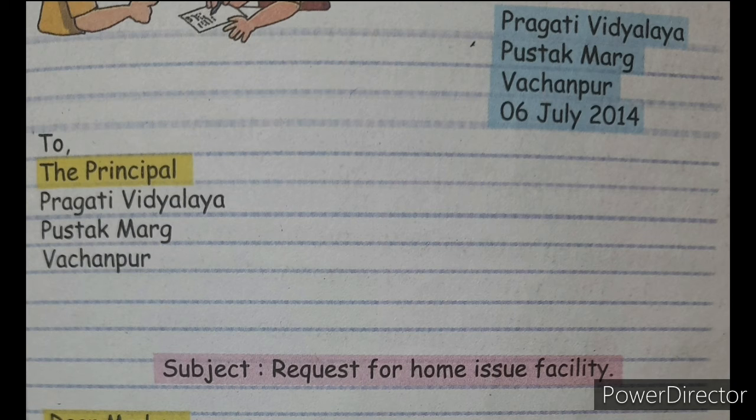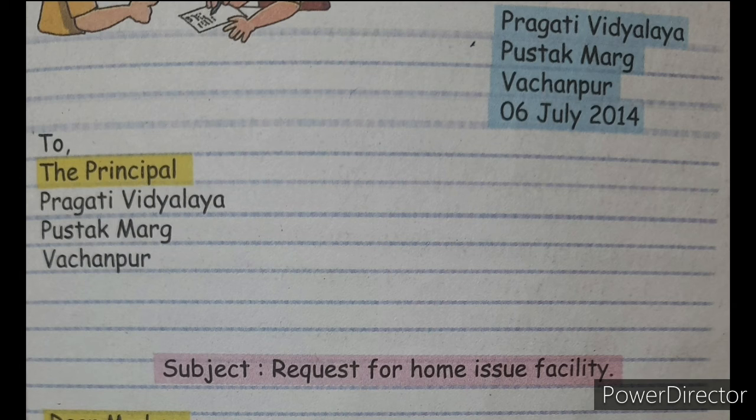Students are going to write a letter to the principal. So the students' address is written in the upper right corner, that is Pragati Vidyalaya, Pustak Marg, Vachanpur. And below that the date is written, 6 July 2014. After that you can see the receiver's address at the left margin of the page. To the Principal, Pragati Vidyalaya, Pustak Marg, Vachanpur. The sender's and receiver's address is the same because students are writing a letter from school to the principal and the principal is in that school only, so the address is the same for both receiver and sender.